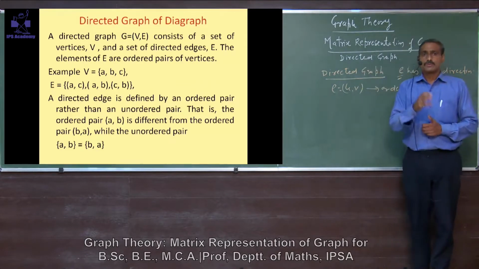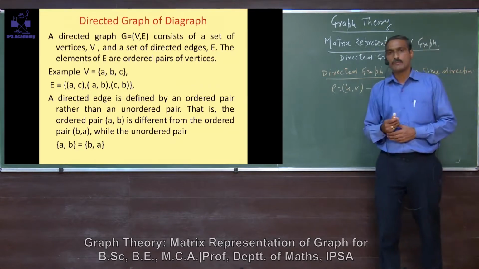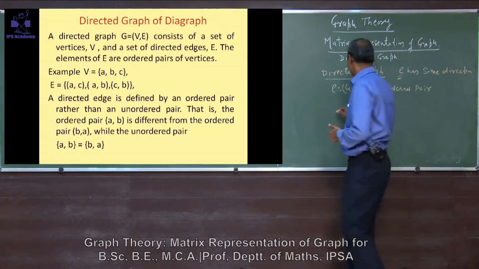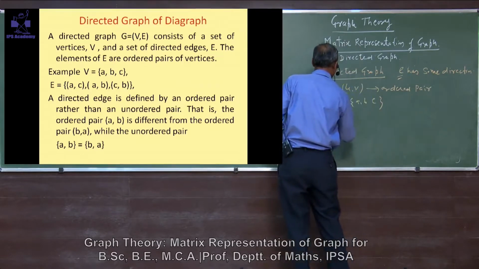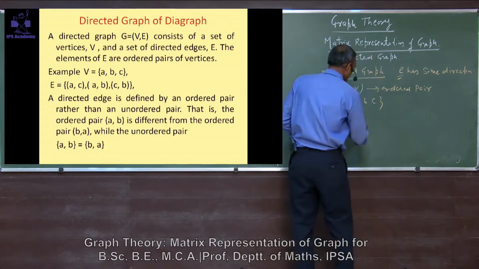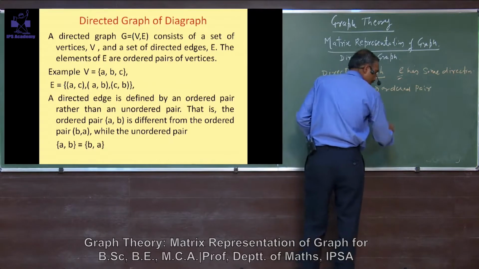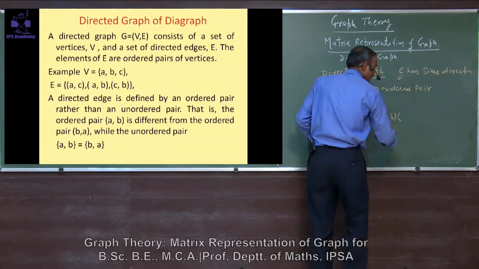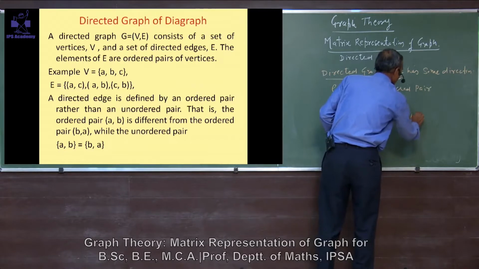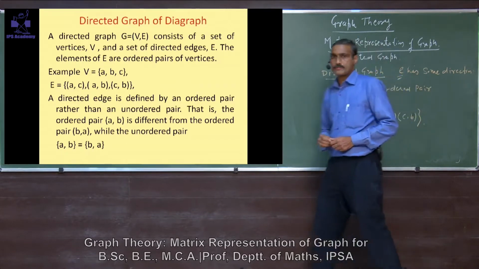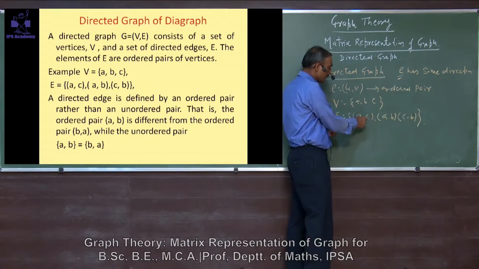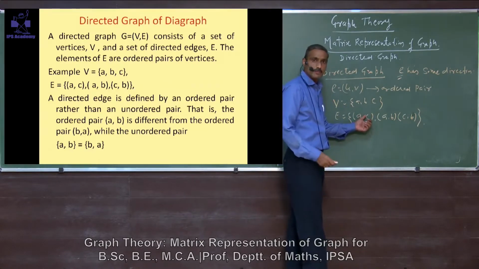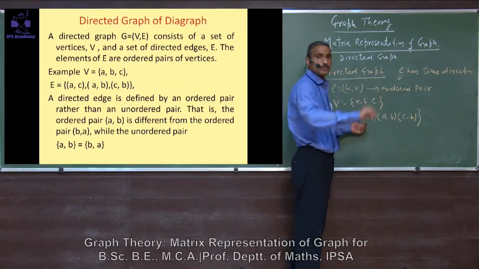Now let's take a simple example here. V equals A comma B comma C, three vertices, and suppose we define the set of edges as A comma C, A comma B, and C comma B. In this case, A comma C differs from C comma A. In a simple graph, A comma C equals C comma A. But in a directed graph, A comma C is an ordered pair, so we are directing from vertex A to C.